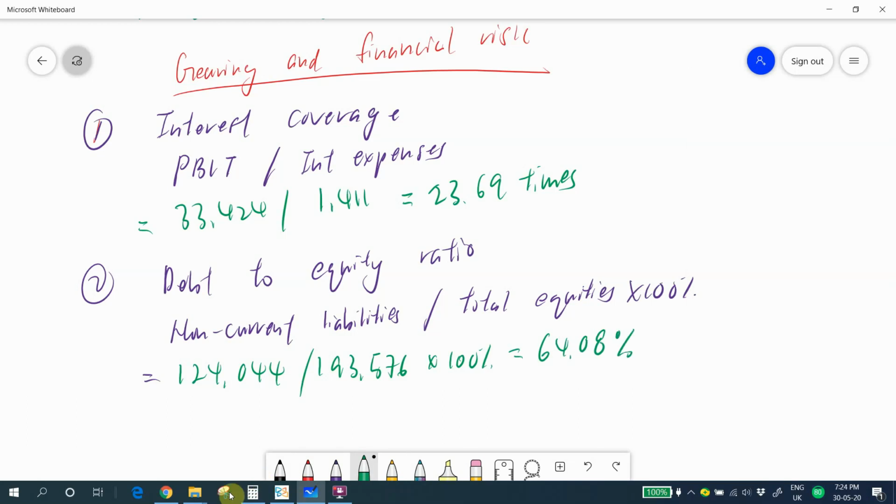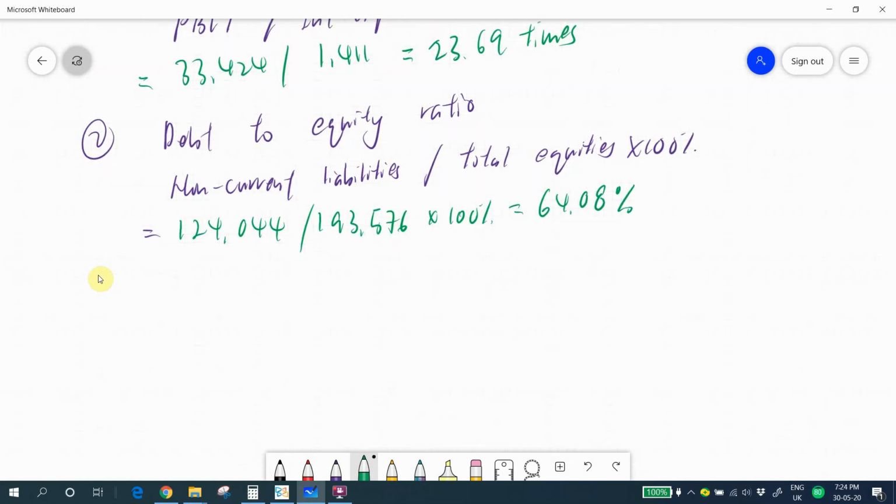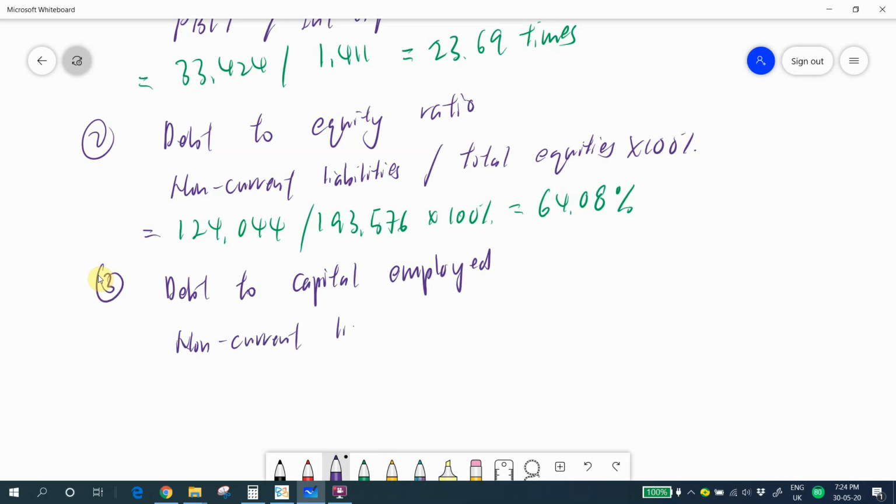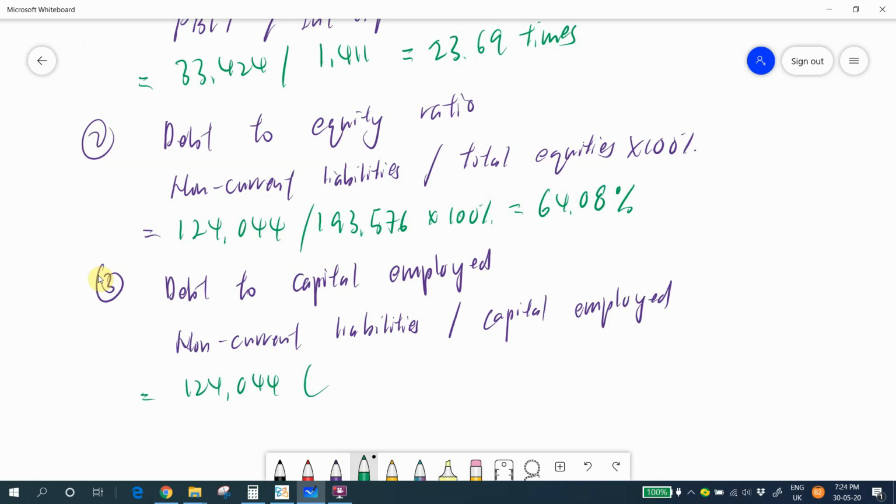Next, another ratio will be debt to capital employed. So we use non-current liabilities to divide the capital employed of the company. So we can use the information here. Your non-current liability is 124,044. Your capital employed will be 124,044 plus total equity 193,576 times 100%.